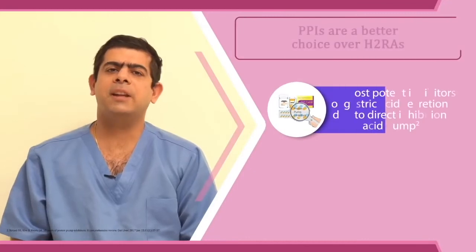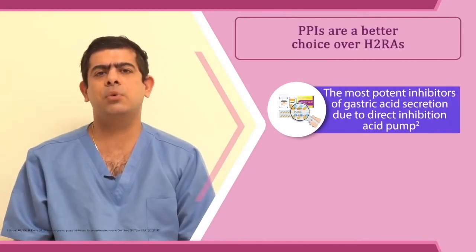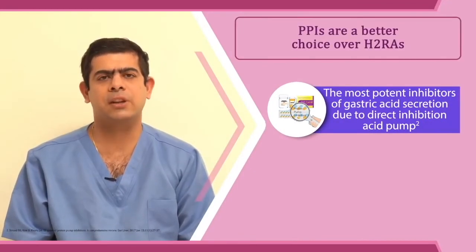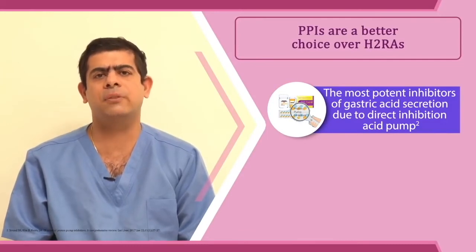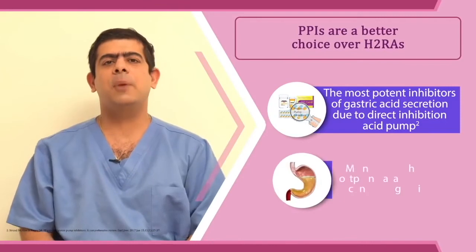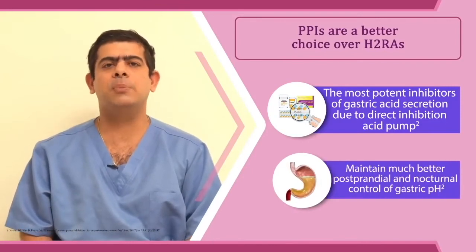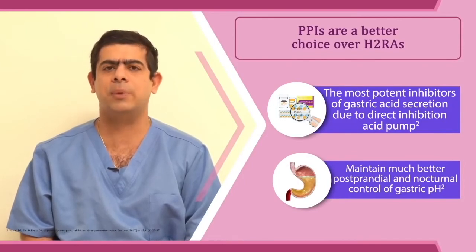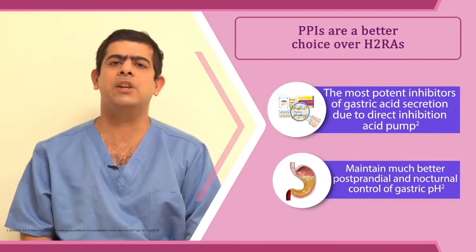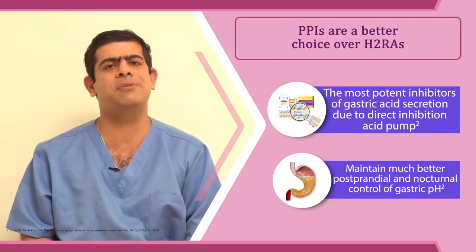On comparative analysis, PPIs are the most potent inhibitors of gastric acid secretion as they result in direct inhibition of the acid pump. Apart from being long lasting, the proton pump inhibitors are able to maintain much better postprandial and nocturnal control of gastric pH as compared to the H2 receptor antagonists, and this is of much clinical importance.